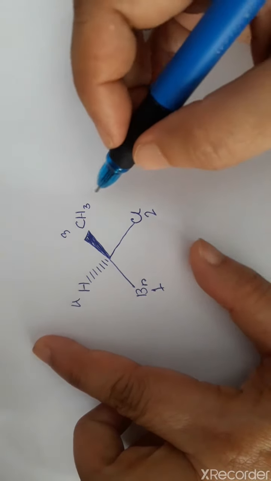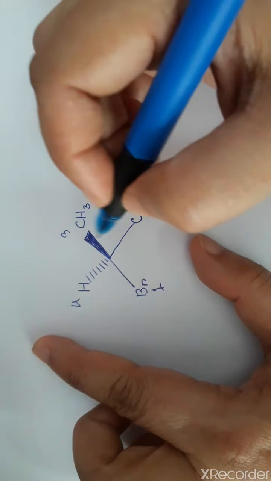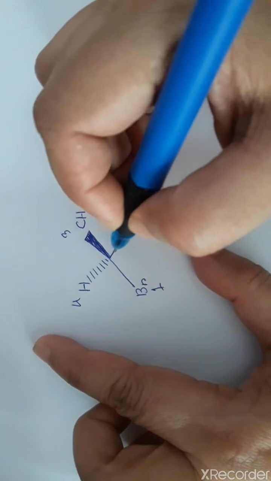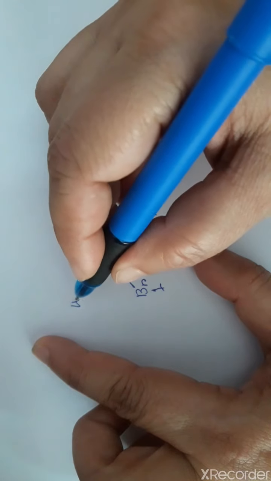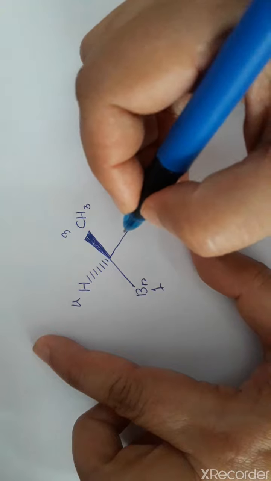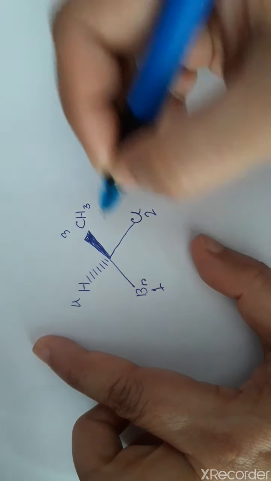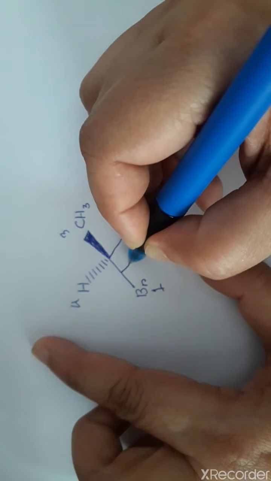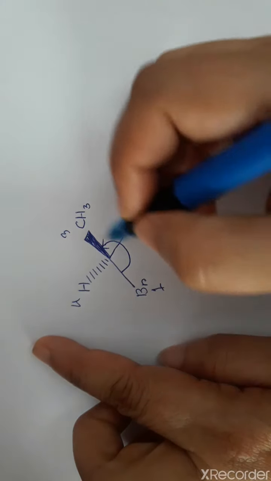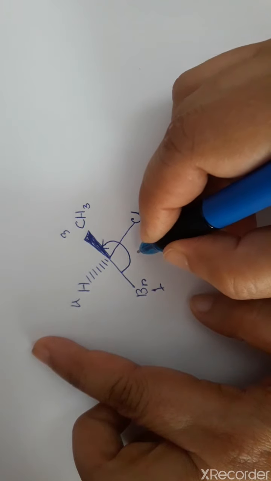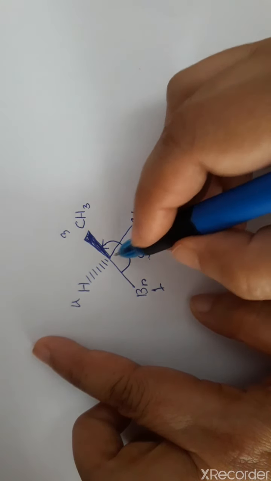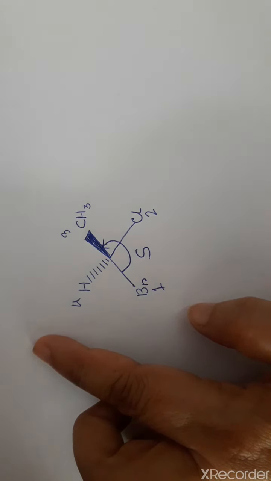Again, we know how to view this molecule. We have to view it in such a way that the lowest priority group is away from the viewer, or below the plane. Yes, hydrogen has the lowest priority. It is below the plane, right? Now, bromine, chlorine and methyl, which turn is this? This is the anti-clockwise turn, and therefore the configuration of this particular chiral carbon is S.